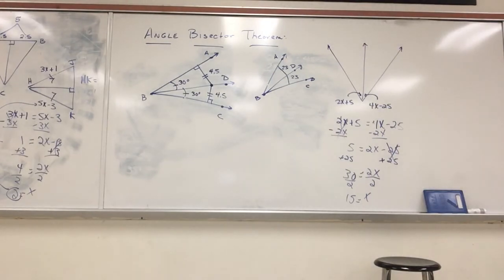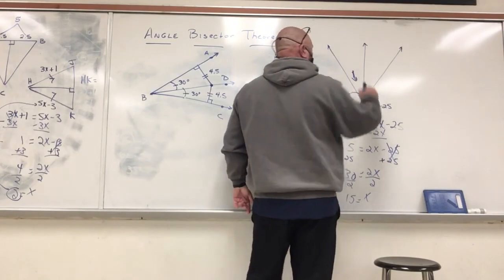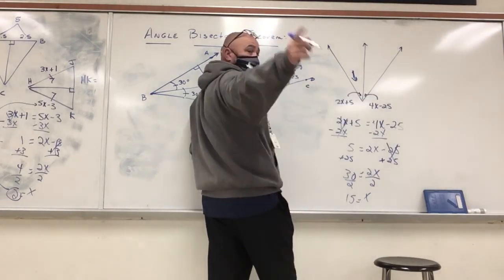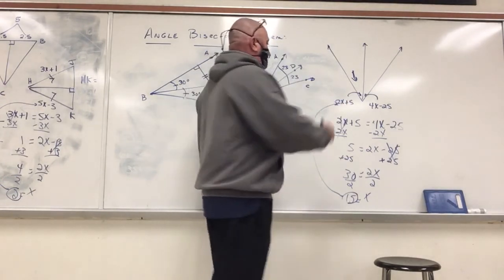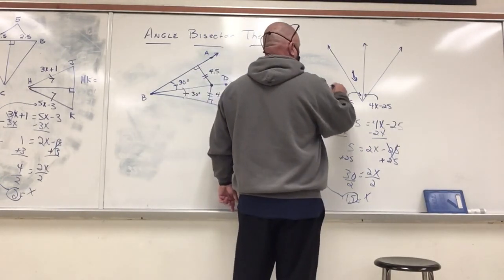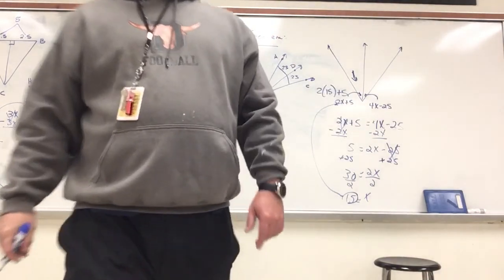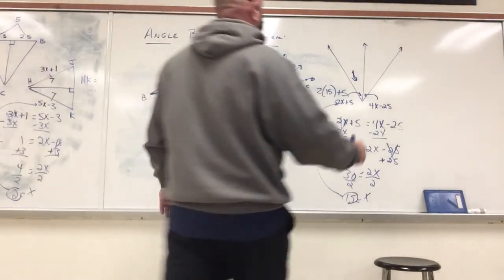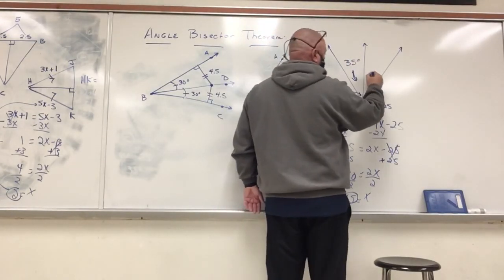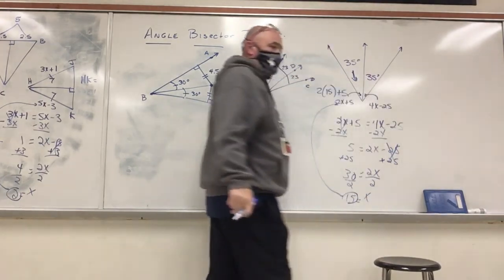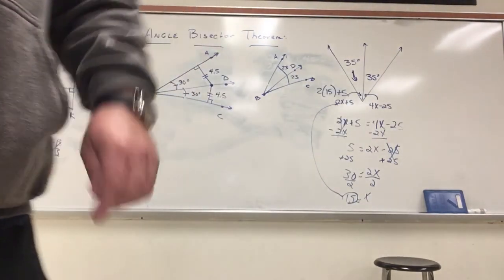15. But if I wanted to find out what this angle is equal to right here, what would I do with that 15? Plug it in. So let's take 15 and plug it in. 2 times 15 plus 5. 2 times 15 is 30, plus 5 is 35. So this angle is equal to 35 degrees. What's this angle equal to? 35 degrees. Okay, now is that hard? Oh, this is easy. That's pretty simple, isn't it? Okay, pretty simple.